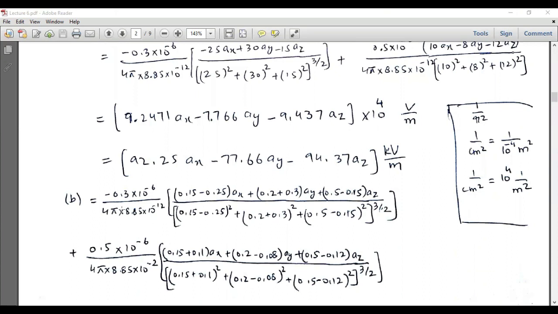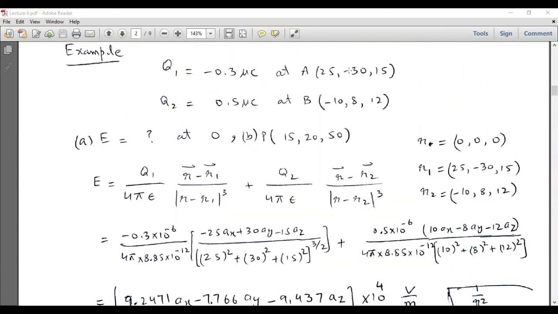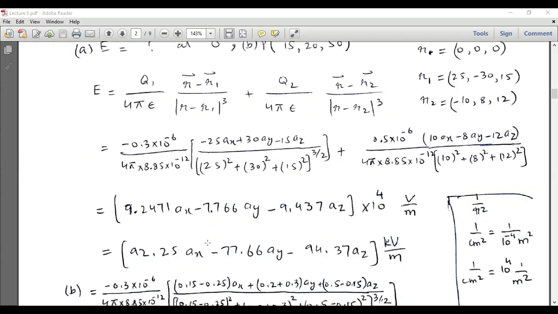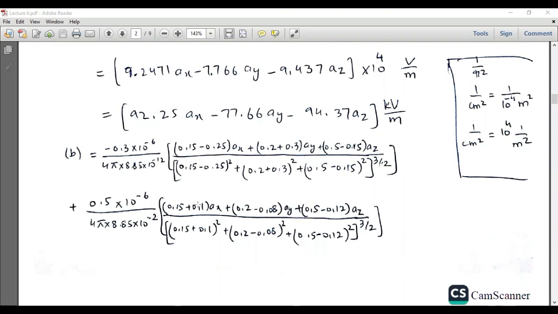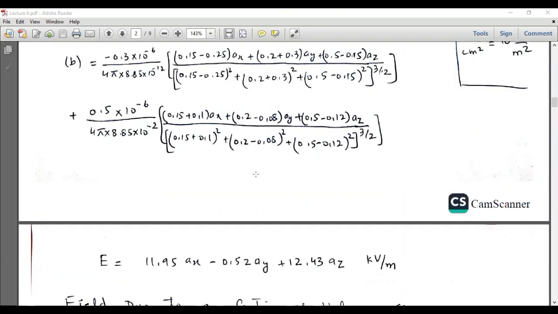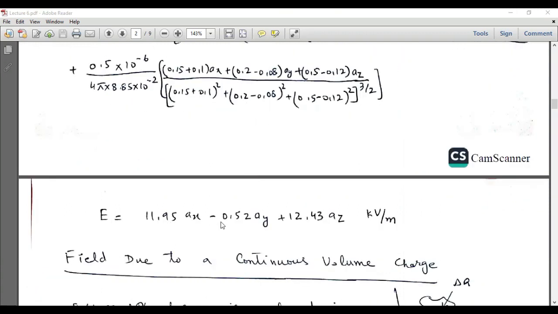In the second part, again, we have to calculate the electric field intensity due to the first charge and due to the second charge. So this is the first charge, and in the second part, I have actually converted the position vectors from centimeters to meters. So it will become 0.25, minus 0.3, 0.15, and 0.1, 0.08, and 0.12. If I use this convention in the second part, then this is the final expression that I get. And after doing all the calculations, the final electric field intensity is calculated as shown here.